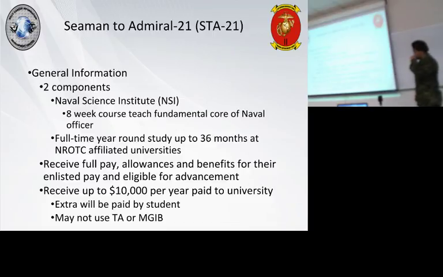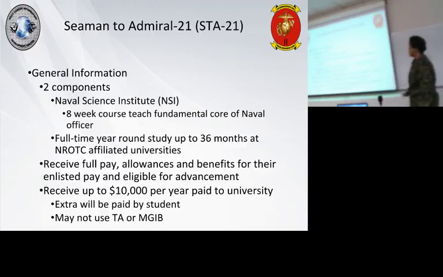You receive up to $10,000 per year paid to the university. Anything that's left over will be paid by the student. So let's say the university is like $12,000, you get $10,000 from the Navy. So that other $2,000 is what you'll be responsible for. But remember earlier, we talked about FAFSA and those scholarships. So that takes care of that extra $2,000 that you may need.